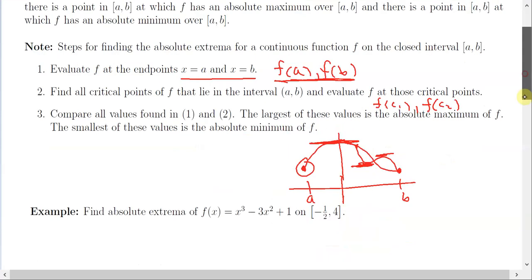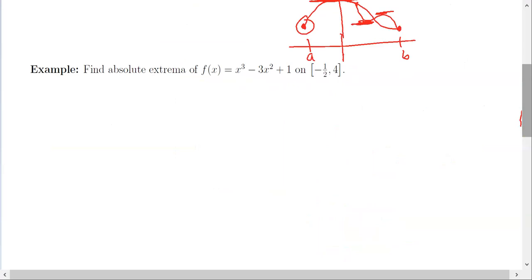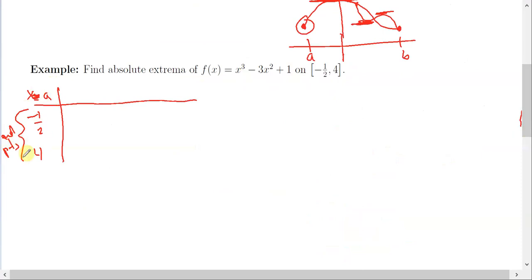So let's go through the process for this function. It says find the absolute extrema. So step 1, evaluate your function at the endpoints. I'm just going to make a little table here. I'm going to put my values. I'm just going to say x equals a, for just in general, x equals some number. First one is the endpoints. I'm going to plug in the endpoints of -1/2 and 4. So these are the endpoints. Sorry, kind of crammed it in there, but it's abbreviated, endpoints.